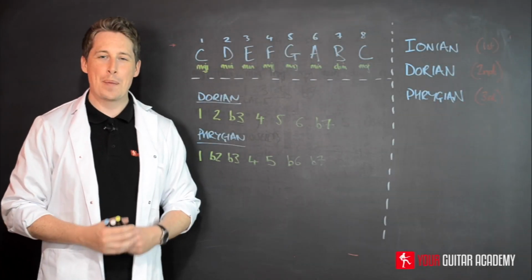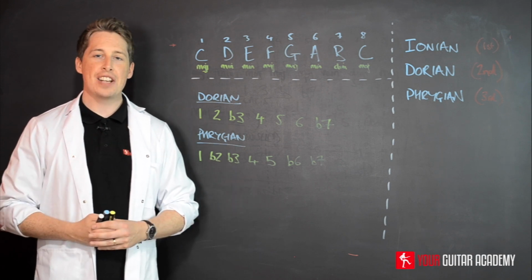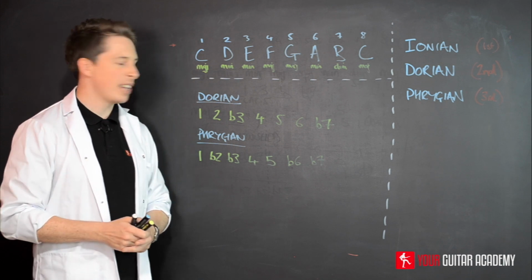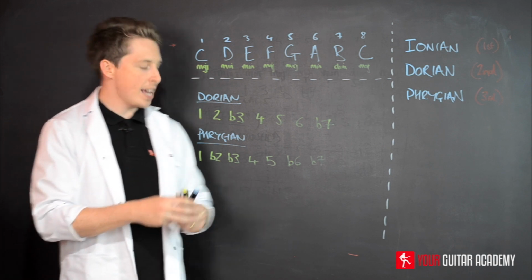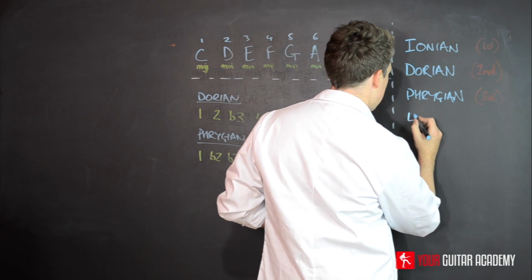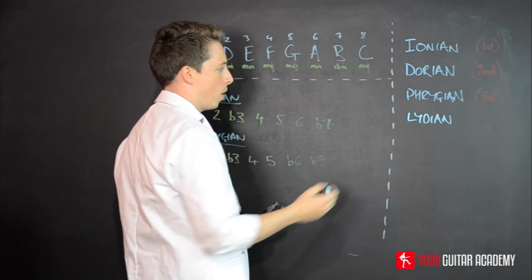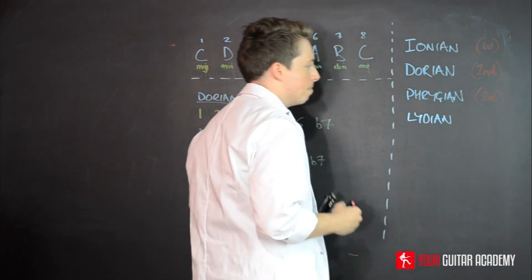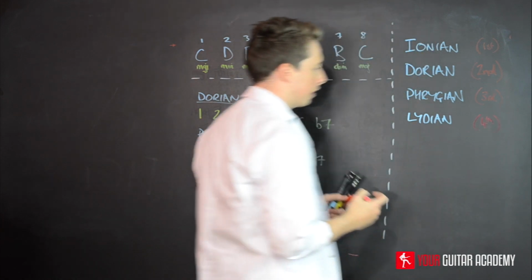Okay guys, welcome back, and we're going to look at one more mode in this section, okay? It's just because I don't want to overwhelm you with information. I really want to make sure that you're absorbing this stuff and have time to go away and memorize it. So the last mode we're looking at here is called Lydian. So I'm just going to pop this down here, Lydian, spelt L-Y-D-I-A-N, and that is the fourth modal scale based on the major scale, okay?